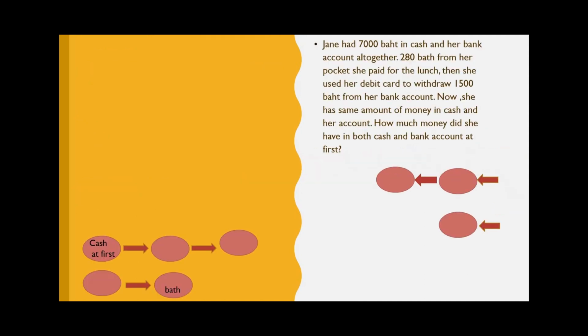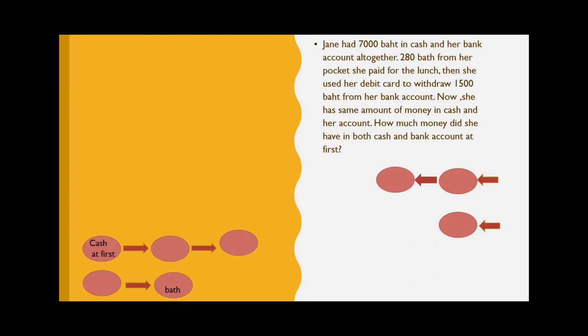Okay, let's do another example. Jane had 7,000 baht in cash and her bank account altogether. 280 baht from her pocket she paid for the lunch. Then she used her debit card to withdraw 1,500 baht from her bank account. Now she has the same amount of money in cash and her account. How much money did she have in both cash and bank account at first?